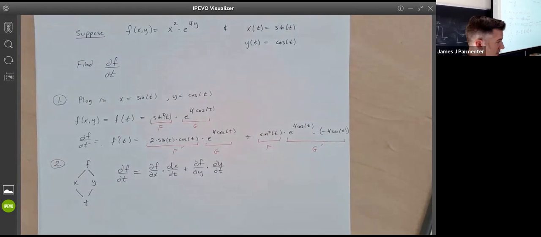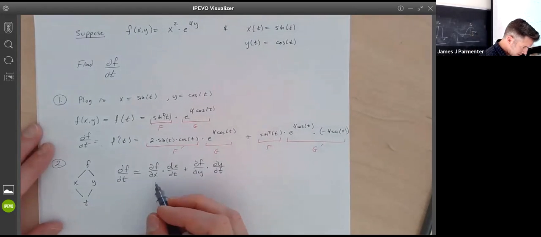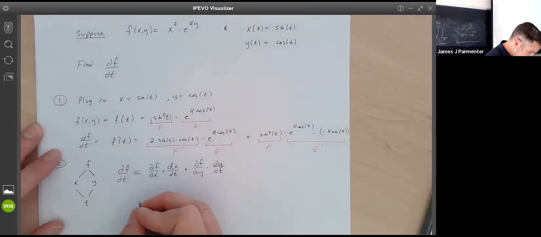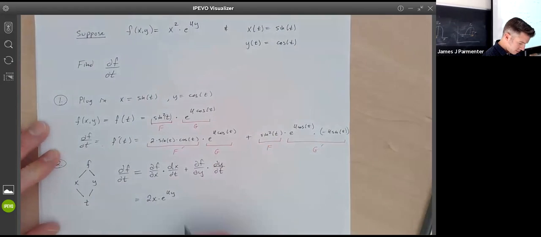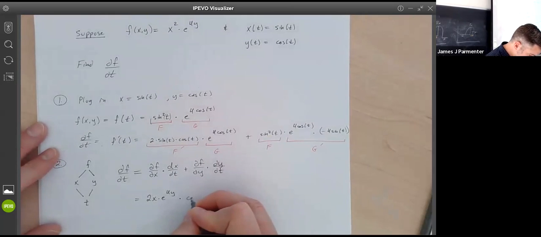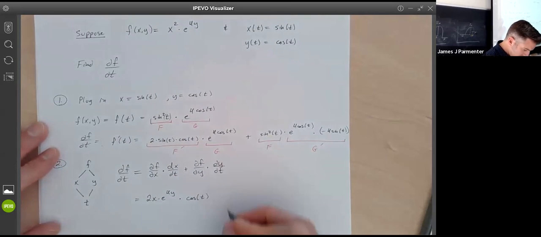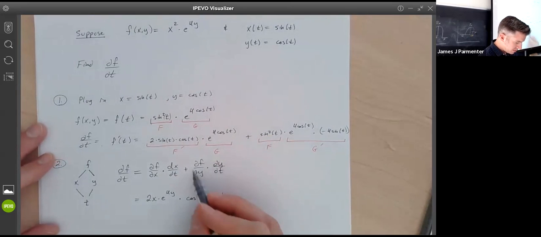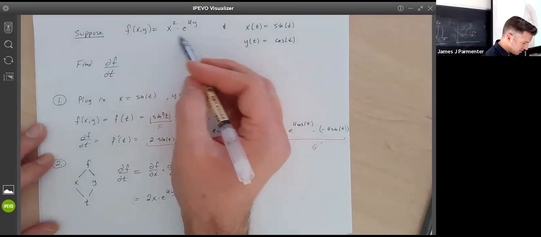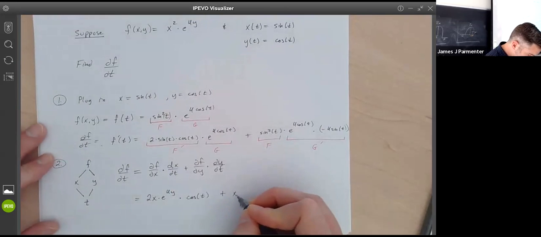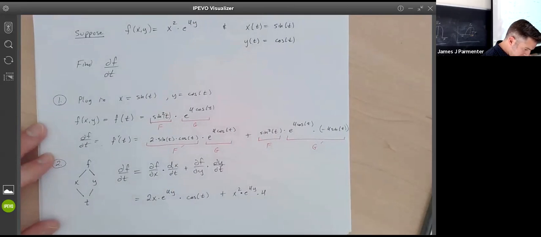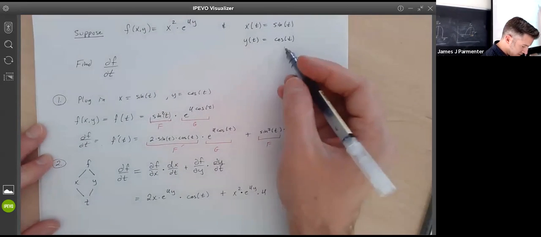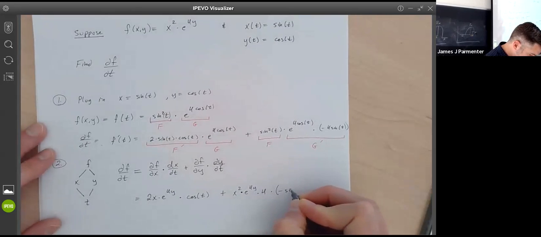All right, so let's find the things now. So looking at my original expression, del F del X, that's going to be 2x times e to the 4y. dx/dt, the derivative of x with respect to t, is going to be cosine of t. Plus, now doing this part, del F del Y, the derivative of this with respect to y is going to be x squared times e to the 4y times 4. And then dy/dt, the derivative of cosine of t, is negative sine of t.